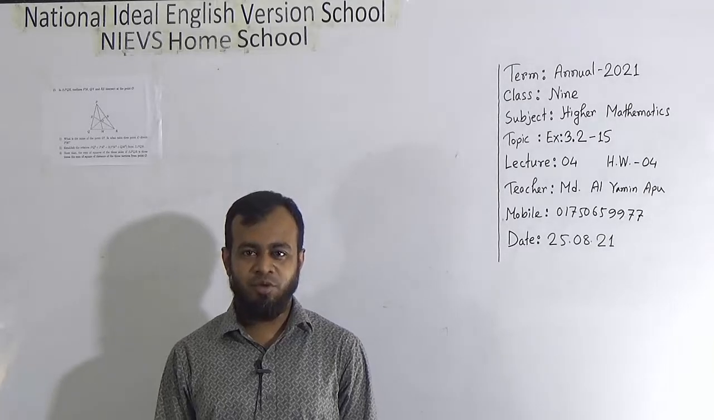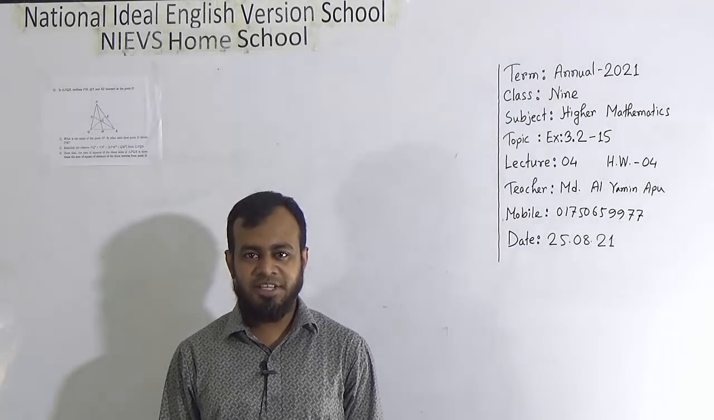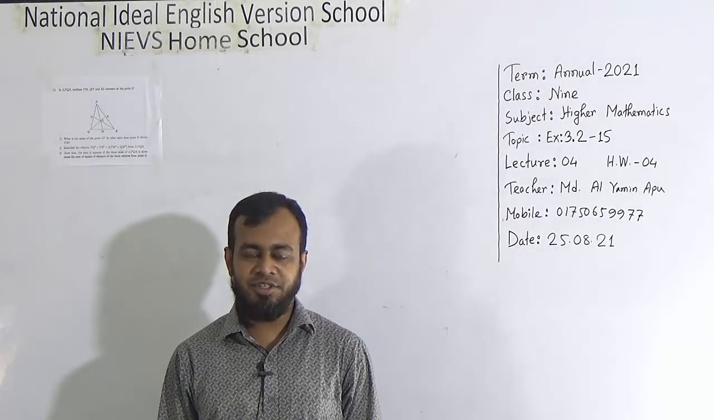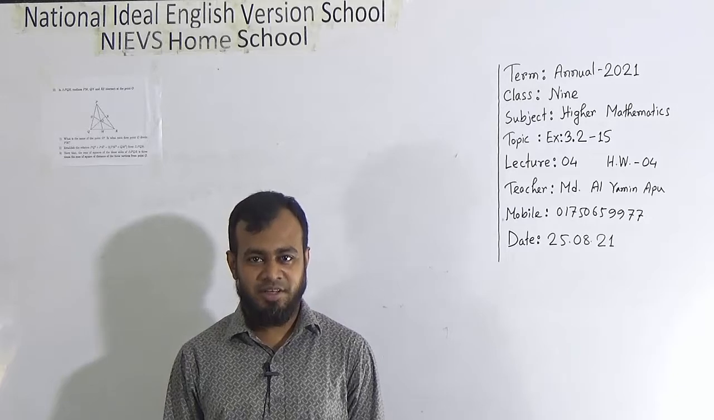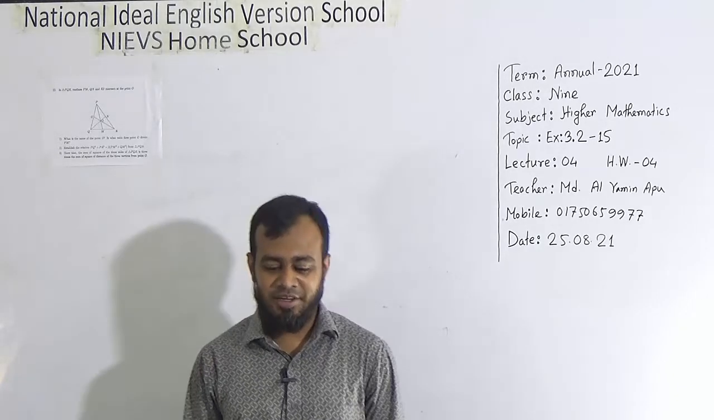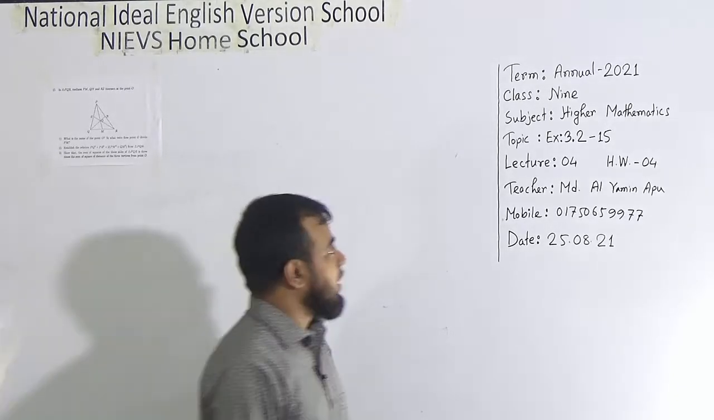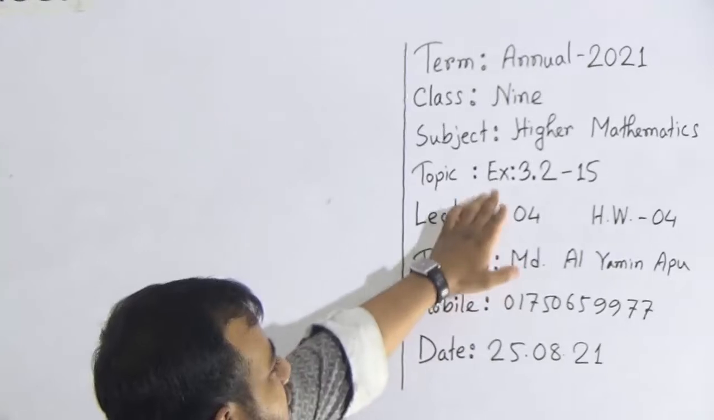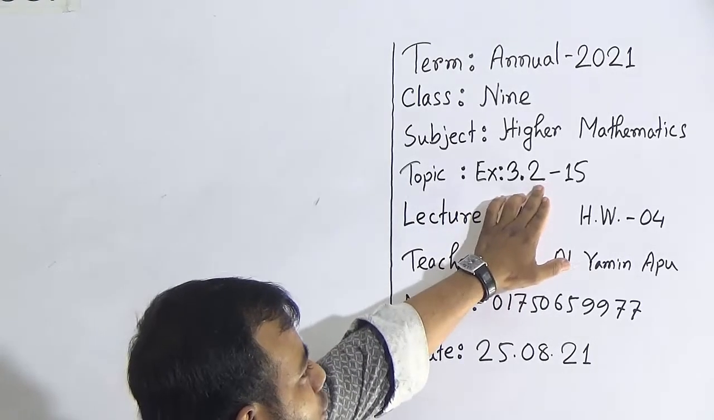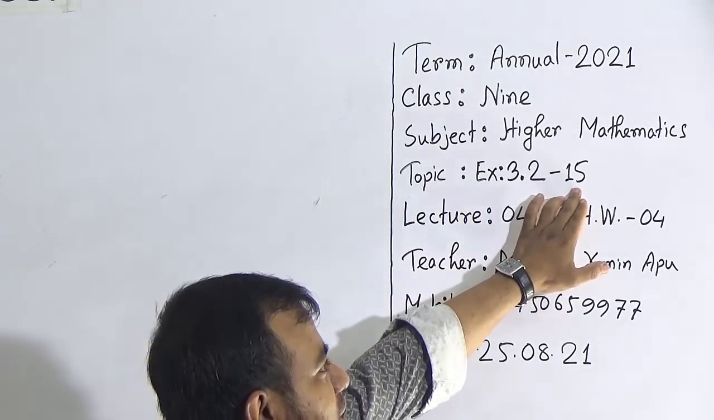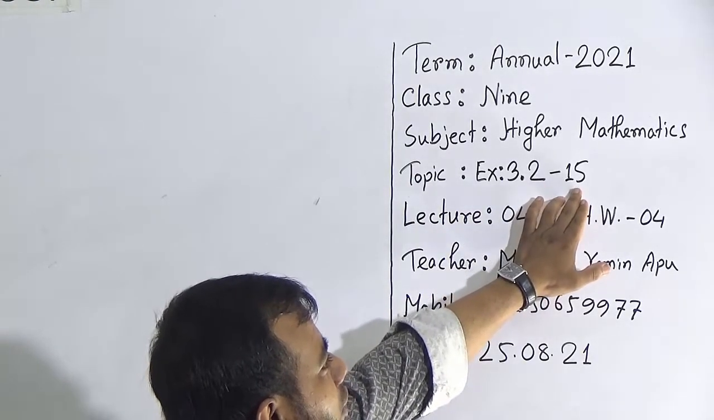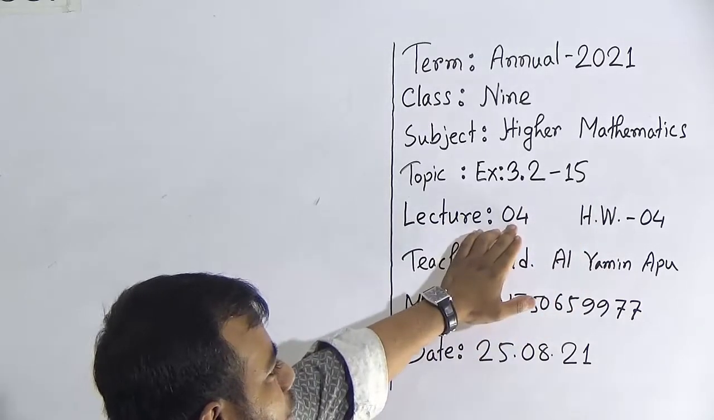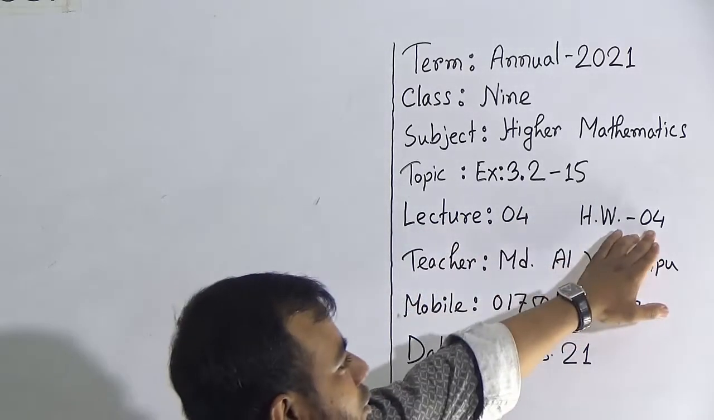I am Yamin Apu, an assistant teacher of mathematics, National Ideal English Boston School morning shift. Dear students, I am going to take a higher math class today for the students of class 9. So let's start our class. Our topic is exercise 3.2, question number 15. It's a CQ question. So we will solve only question number 15 today. Your lecture number is 4 and you have a homework. Your homework number is also 4.